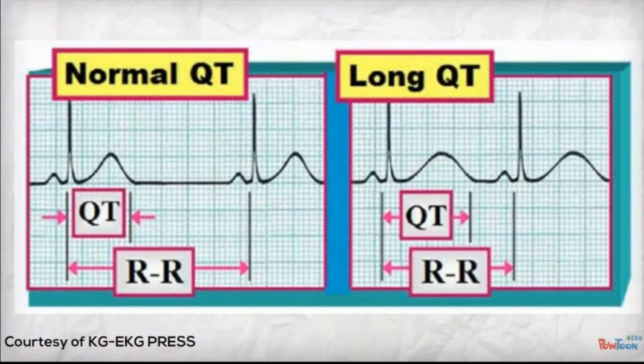Speaking of the QT interval, let's talk about normal QT versus long QT. You can use the shortcut of the R to R interval. If the QT is half the R to R interval, then you can be confident that it is normal QT. However, if it is longer than half the R to R interval, then you should be worried that it is actually a prolonged QT duration.